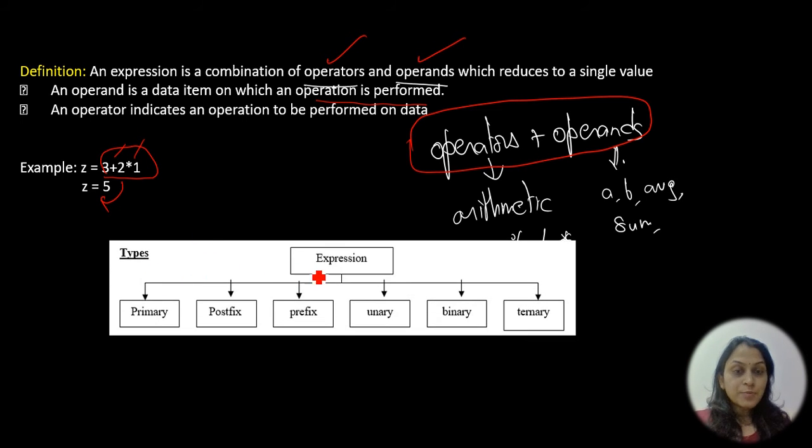So we are talking about expressions, right? The different types of expressions are primary, postfix, prefix, unary, binary and ternary. Primary means whatever expression you are giving. So here 3 plus 2 star 1 is a primary expression. It's an expression that you are giving.